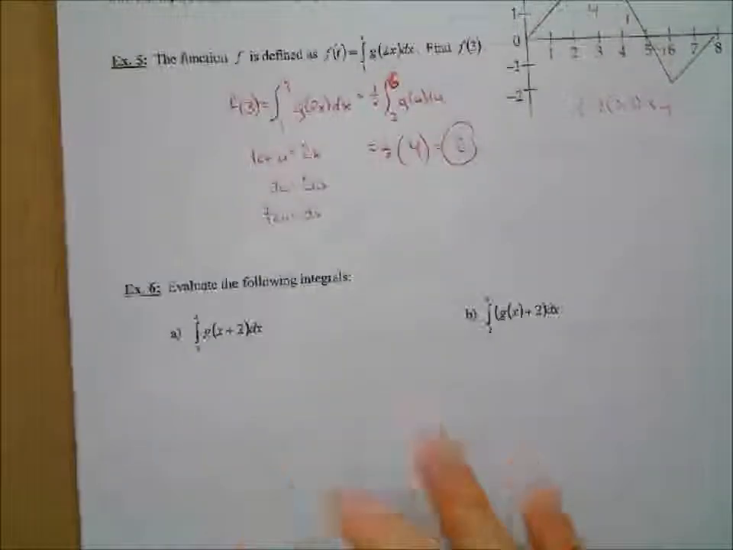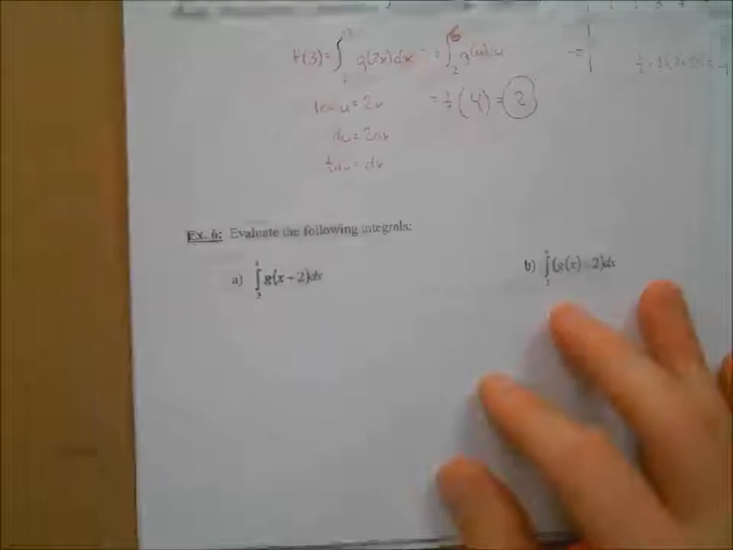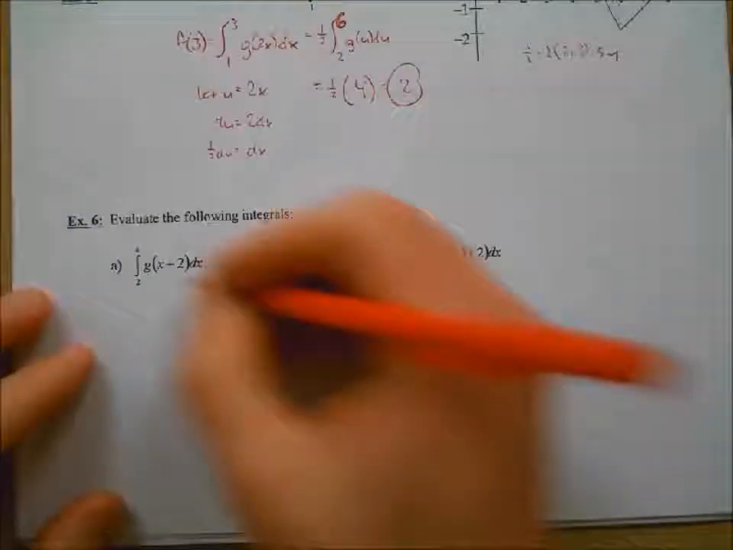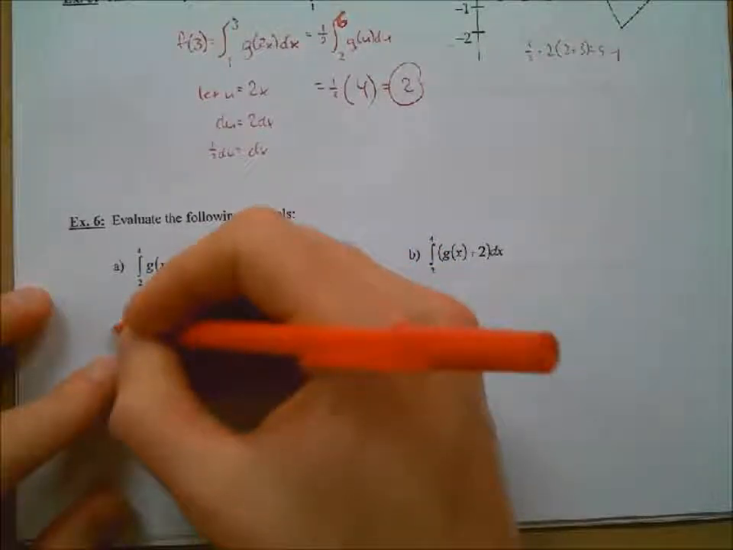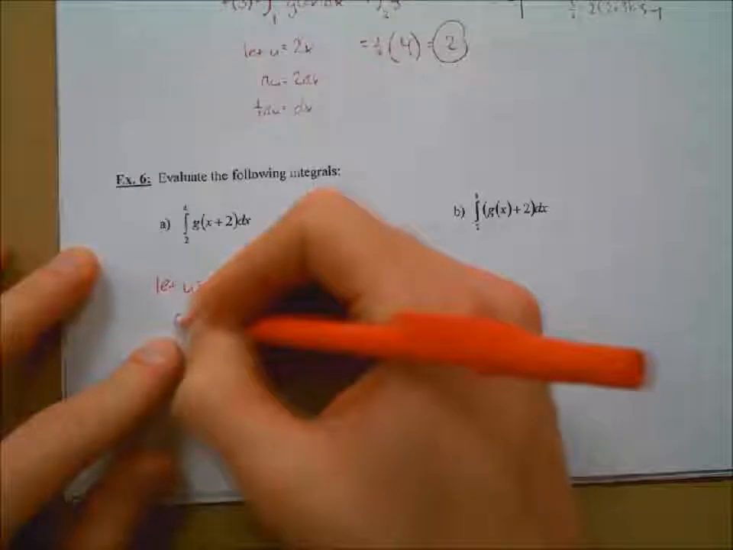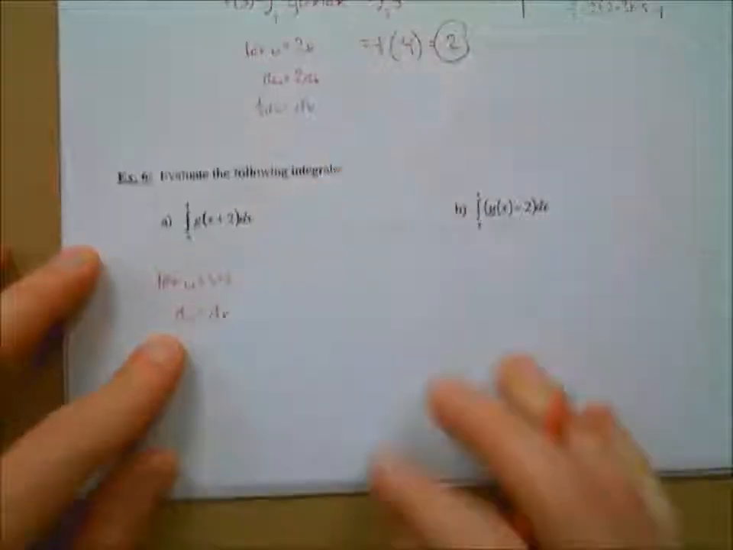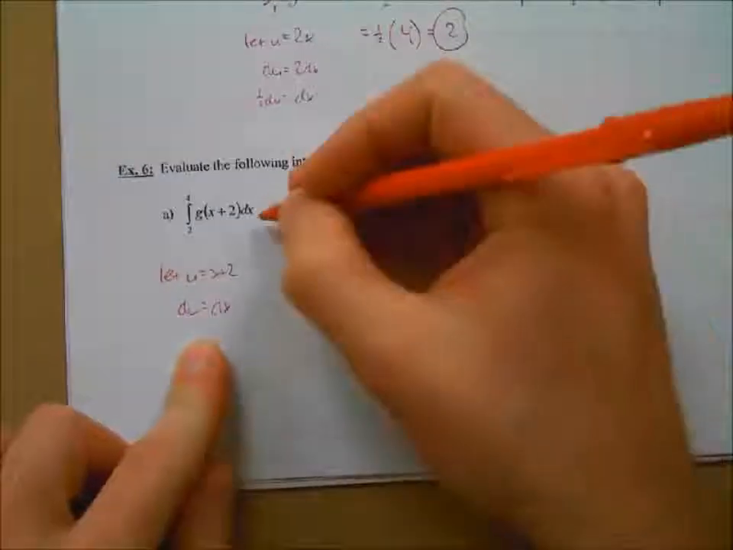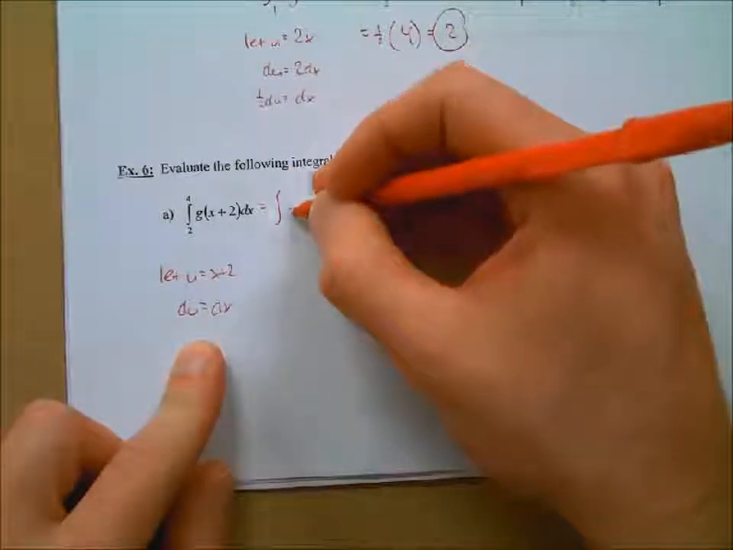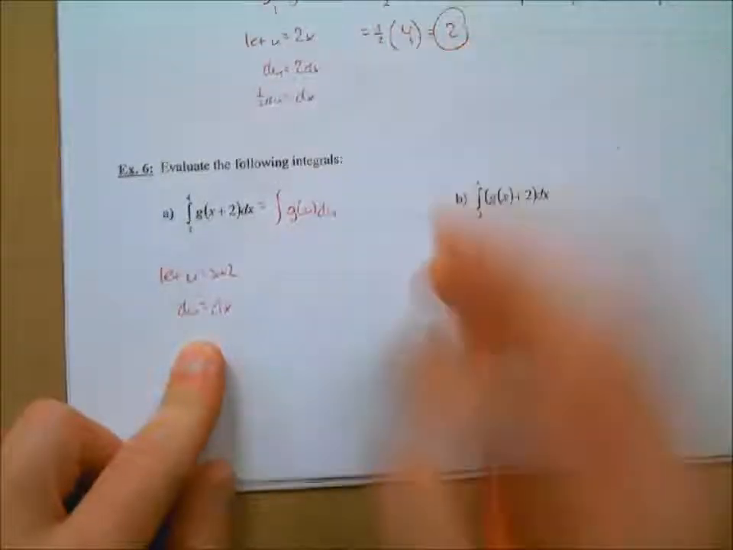Okay. So anyway, for letter A, we can do something very similar here. Again, the g of x plus 2, we can say let u equal x plus 2. So du in this case is just dx. That's very nice. It's 1 dx there, right? And so this is the integral of g of u du.